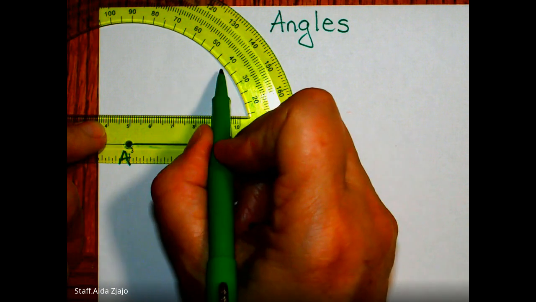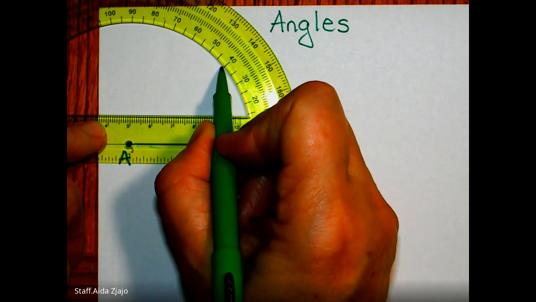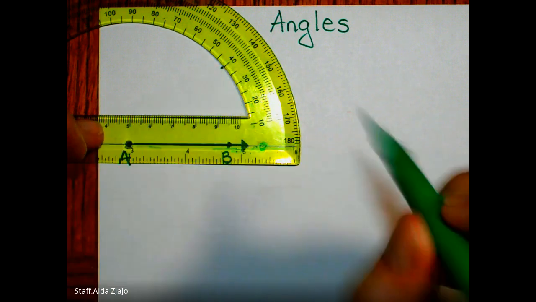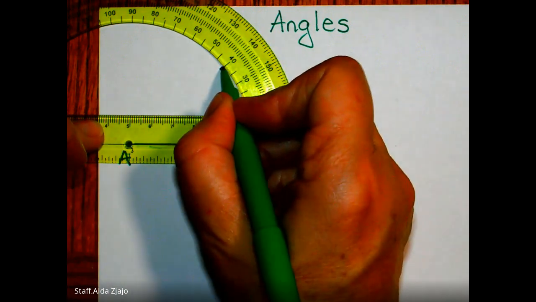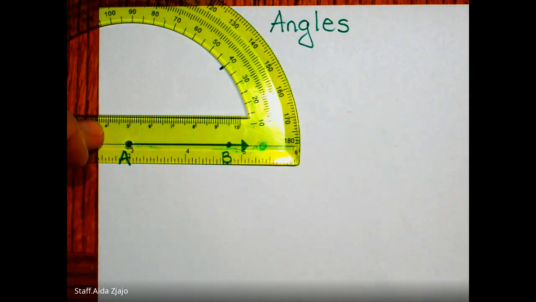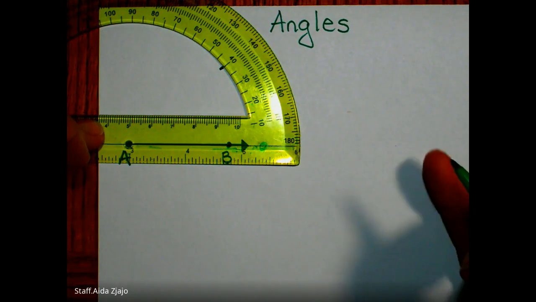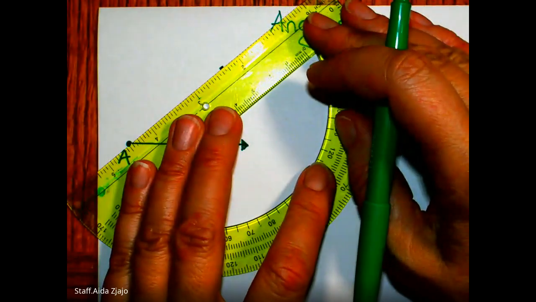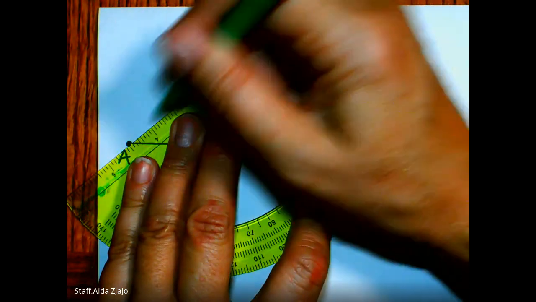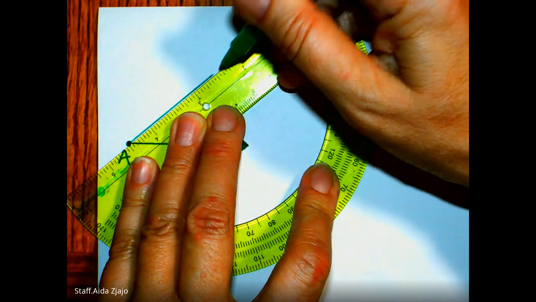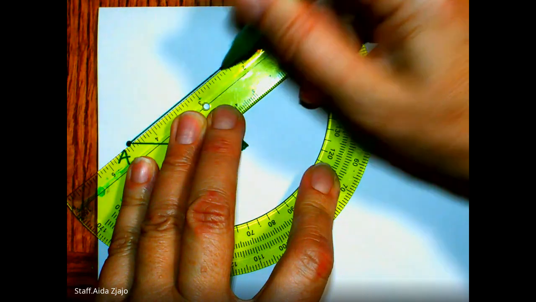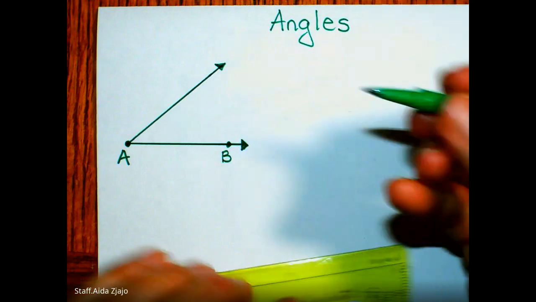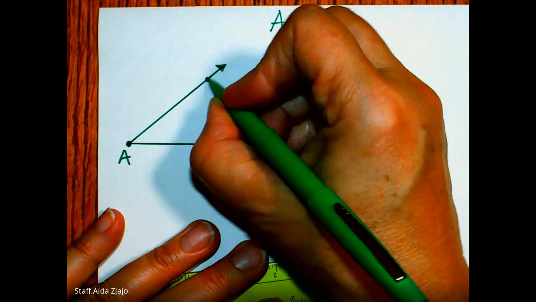So I am right here, and I can put the dot right there. I'm going all the way to 40, and I'm going to put the dot right there to make a mark at 40 degrees. All I need now is to connect that dot with point A, and that will be my second ray that creates my angle. I can make a ray, and I can also make a point.